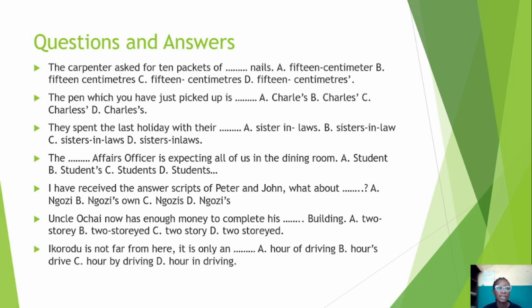Also, Uncle Ochai now has enough money to complete his dash building. A, two-story. B, two-storied. C, two-story. D, two-storied. Now spelling helps us here too. The correct option is option A, two-story.